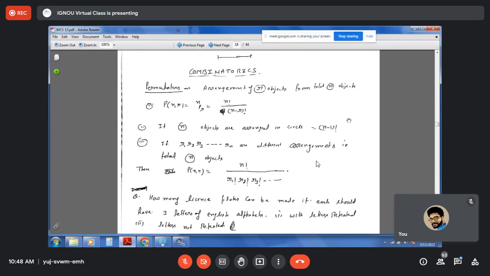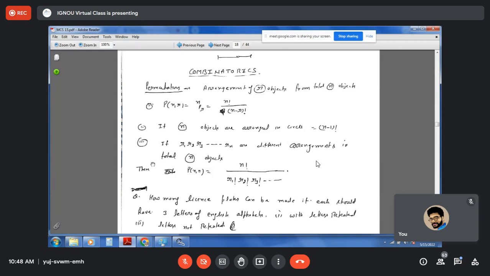From the basic school level. Permutation and combinations. Permutation means arrangements. What is the difference between the permutation and the combination? Permutation means arrangement, and the combination means the selection of some arrangement. Let me give you an example.